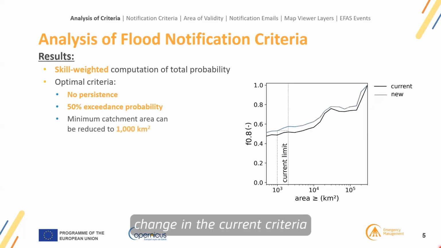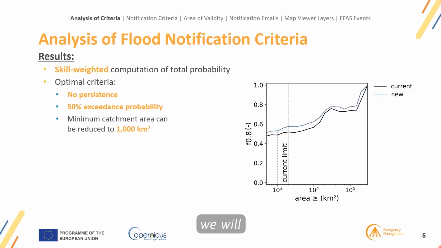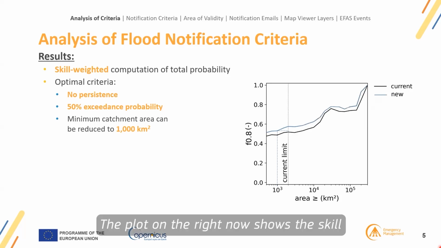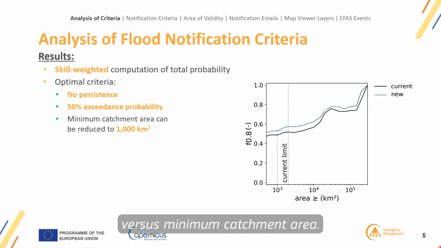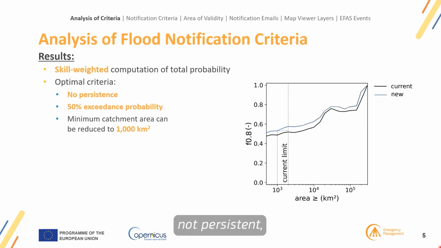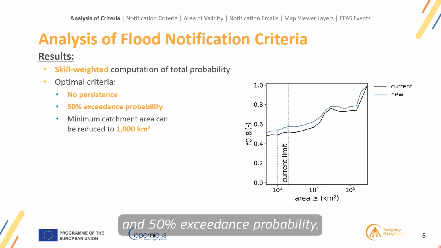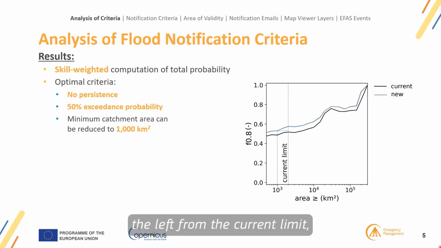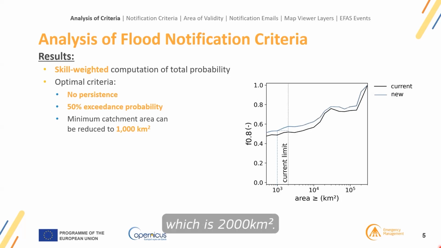The next change in the current criteria is that we will reduce the minimum catchment area to 1,000 square kilometers. The plot on the right now shows the skill versus minimum catchment area. The black line represents the current criteria, and the blue line the new criteria, meaning grand sample, no persistence, and 50% exceedance probability. As expected, the skill increases with catchment area, but what we want to look at here is the left from the current limit, which is 2,000 square kilometers.